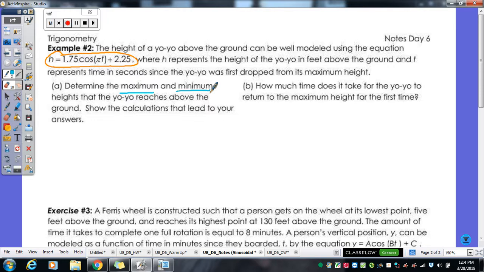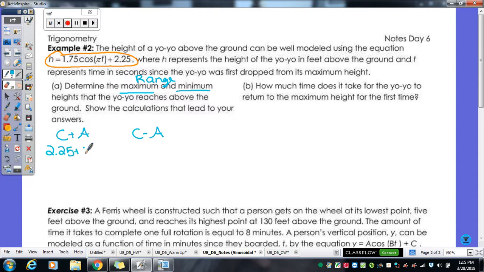So they want us to determine the max and the min heights of the yo-yo and show your calculations that lead to your answers. So if we're looking for the max and the min, what are we really looking for of the graph? Begins with an R. You're really looking for the range. We've practiced finding our range already. That's your C plus your A and your C minus your A. That gives you your range for this.